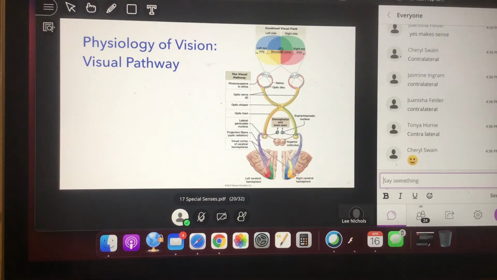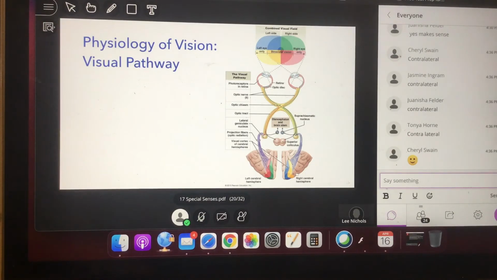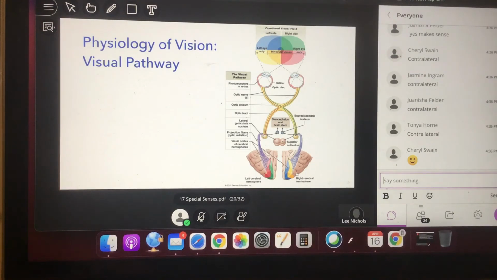So even visual processing is contralateral. I think that's the big thing. That's a way to summarize in that small space. Why is the crossing of retinal fibers significant? Things that are processed by the occipital lobe are contralateral.